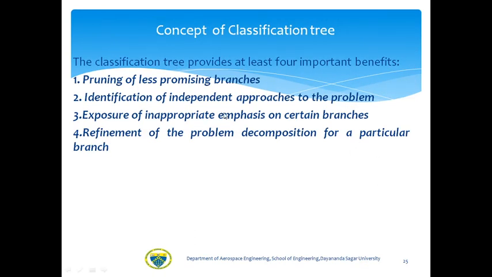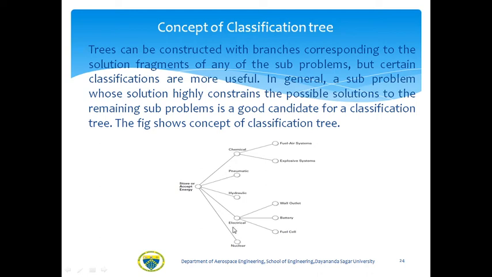Yeah, four important benefits here you can see. Uses of such kind of tools is useful for getting the benefits mentioned here. We can take out the less promising branches, pruning of the less promising branches, and identification of the independent approaches. So you can see here, all these are independent. You are looking for some storage or accept the energy, okay, and all these are independent energies. So this is very useful for finding the alternatives or independent solutions basically.